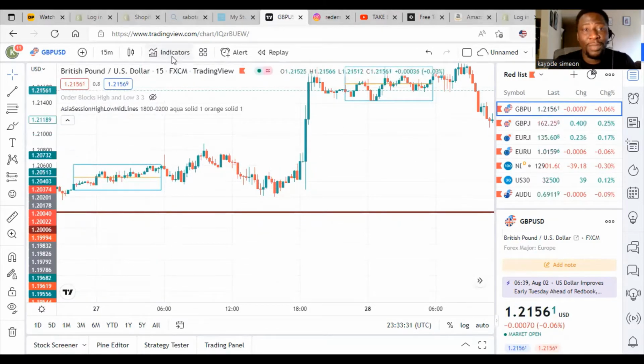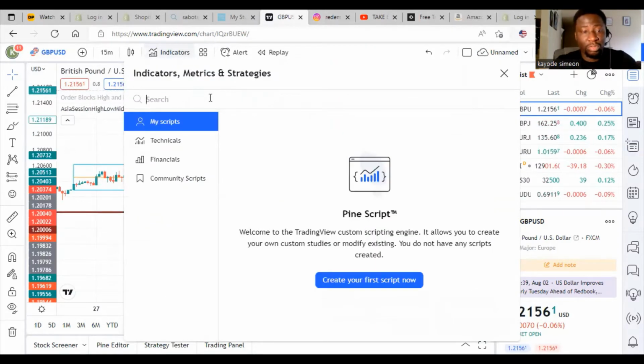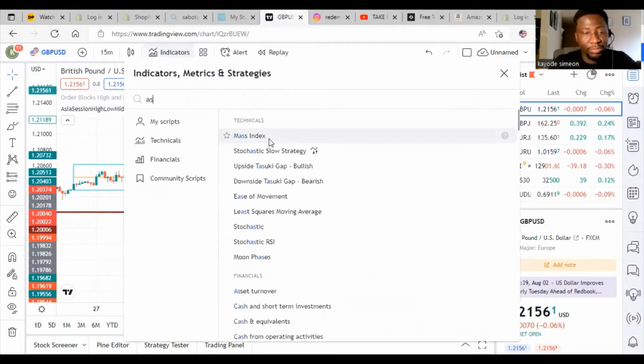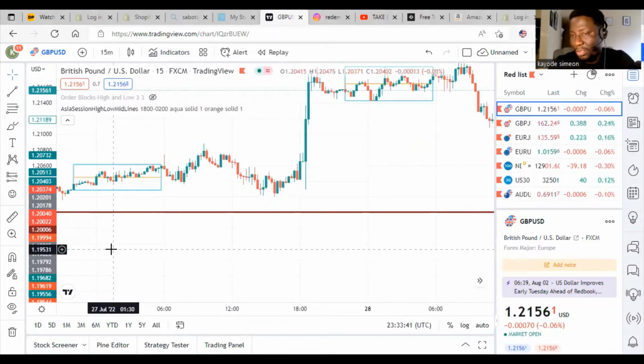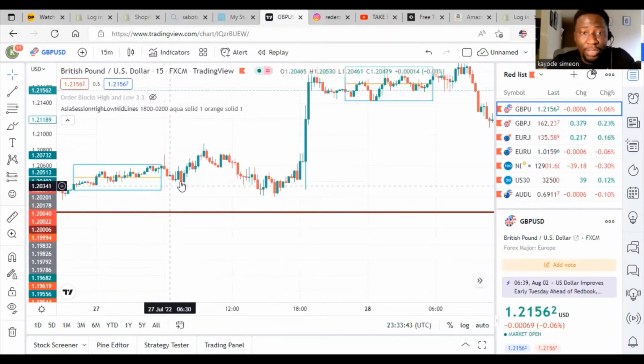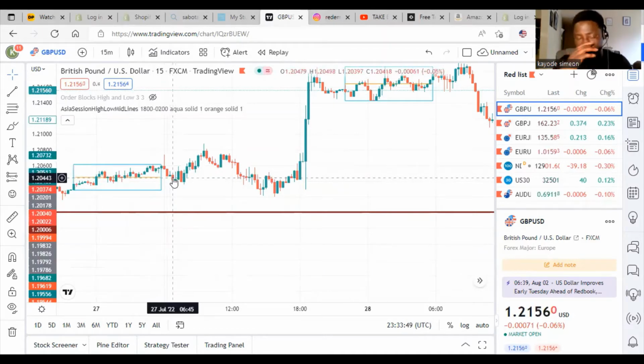However, we have many indicators that show you the Asian session, a lot of them. But this is the one I use, and I like it because not only does it give you the low and the high, it also gives you the median, the middle point. And that's what we'll be working with. So everything we need is in this indicator.